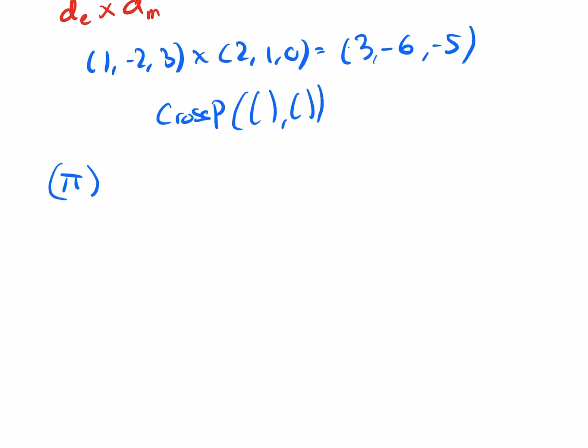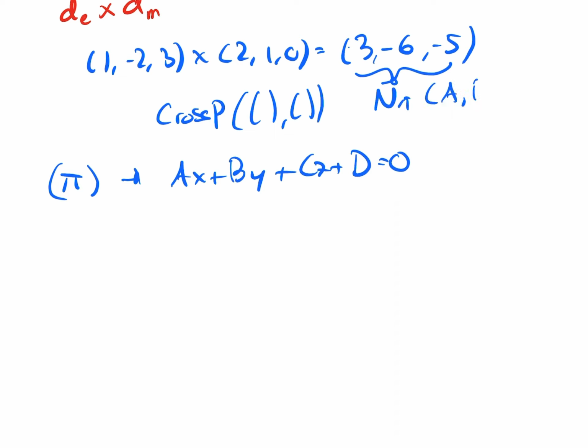Our plane looks like ax plus by plus cz plus d is equal to 0. And this thing here, which is the normal vector of pi, is basically a, b, c, which means that our plane at the moment looks like 3x minus 6y minus 5z plus d is equal to 0.